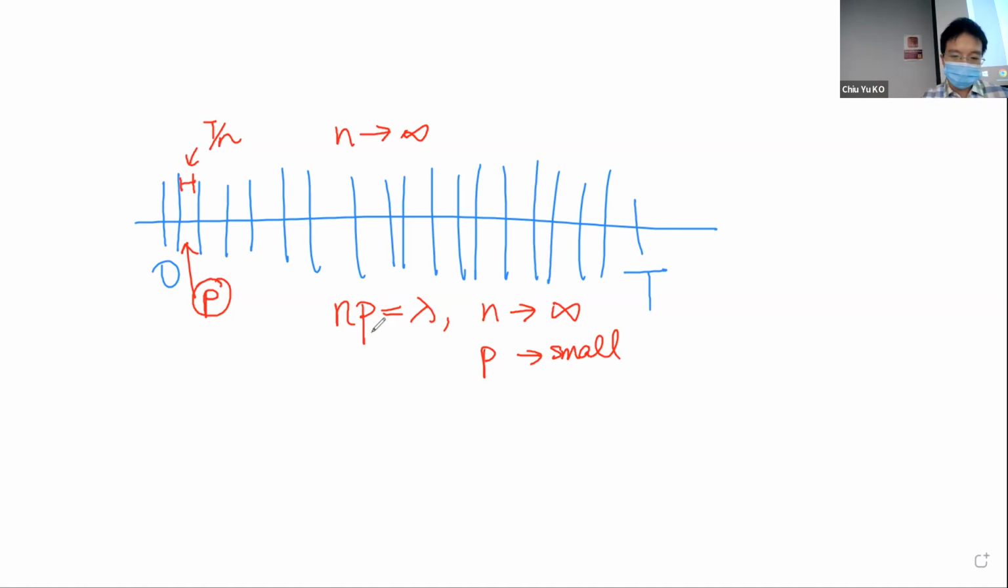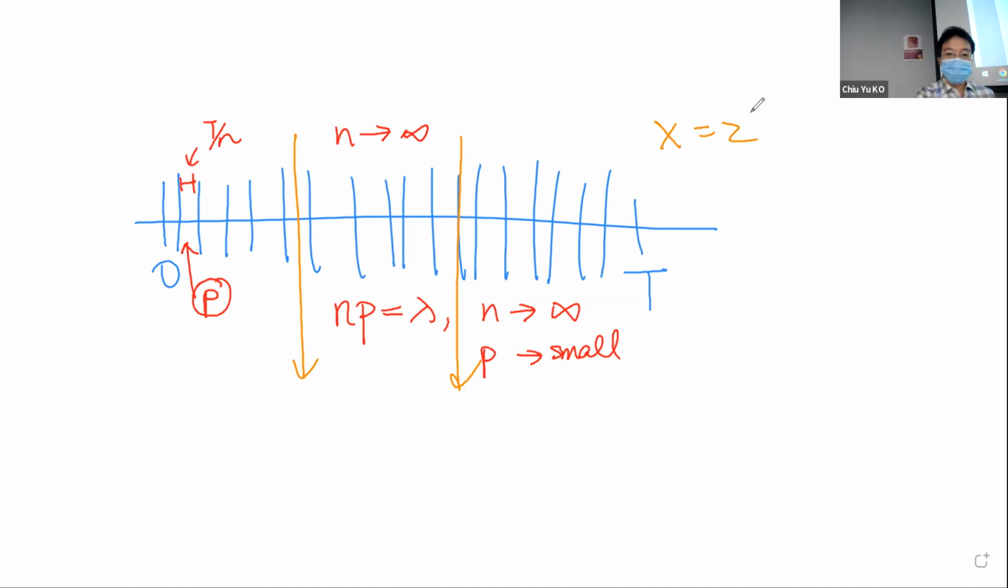But they multiply together is still lambda. And lambda, remember for the Poisson, is on average how many events happen within this period, right? So the exponential actually means, suppose this thing happened here, and one event happened here, and we say this is a Poisson with x equal to 2, that 2 events happen, right?